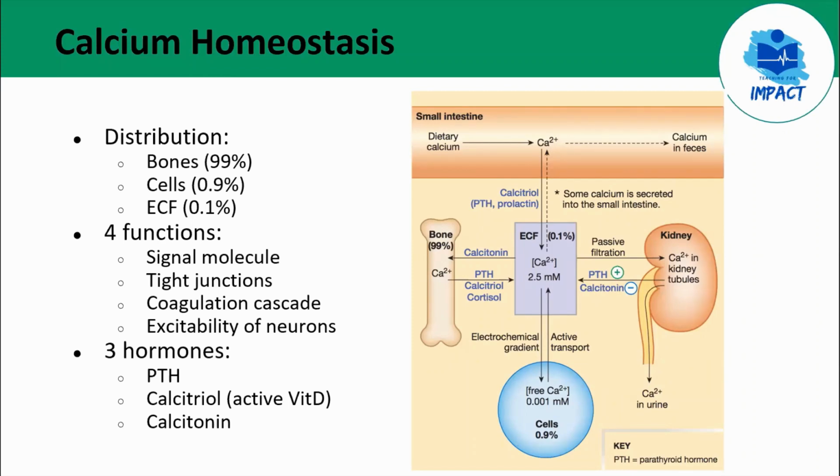So calcitonin acts on bone to inhibit bone resorption. Calcitonin acts on distal nephron to inhibit calcium reabsorption. It acts on the proximal convoluted tubule to inhibit 1-alpha hydroxylase activity. And lastly, it acts on the GI tract to inhibit calcium absorption.